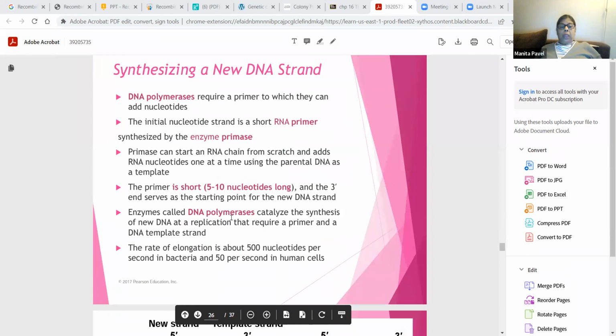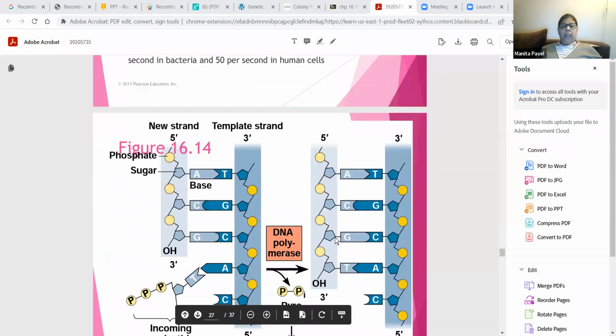We talked about DNA polymerase. Now, what's the difference between the replication process in prokaryotes like bacteria and in eukaryotes? The rate of elongation at which the nucleotides are being added on the DNA strand is about 500 nucleotides per second in bacteria. But in our cells, human cells, it's only 50 per second.